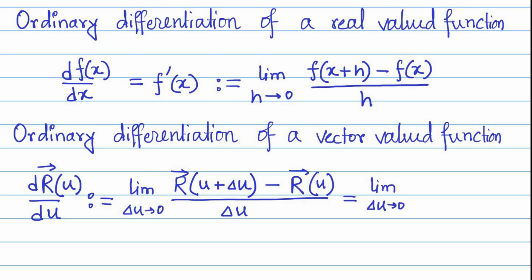Sometimes the change in the vector valued function is denoted by delta r, and therefore the same thing can be written like this: limit of delta u tends to 0, and you take that limit for this fraction delta r over delta u, and that is the derivative of the vector valued function of a single scalar variable.